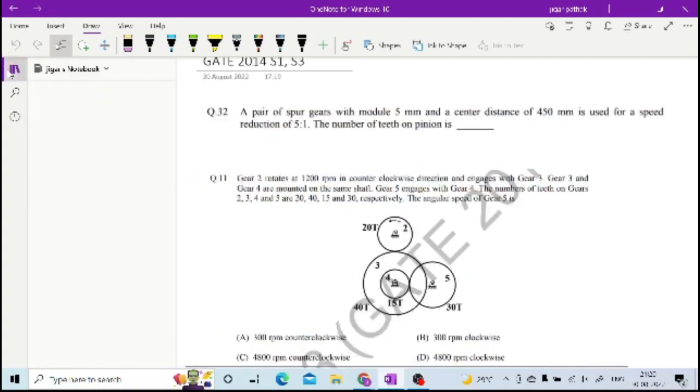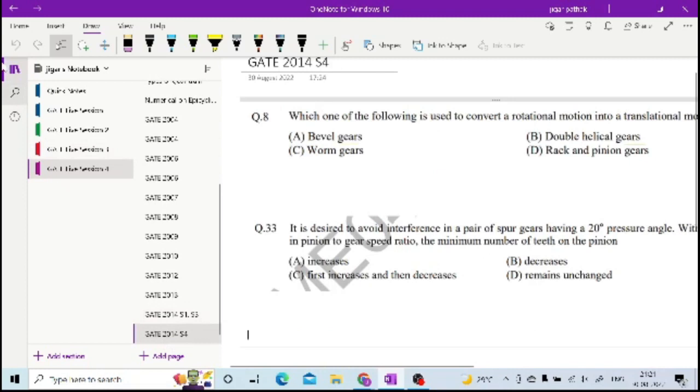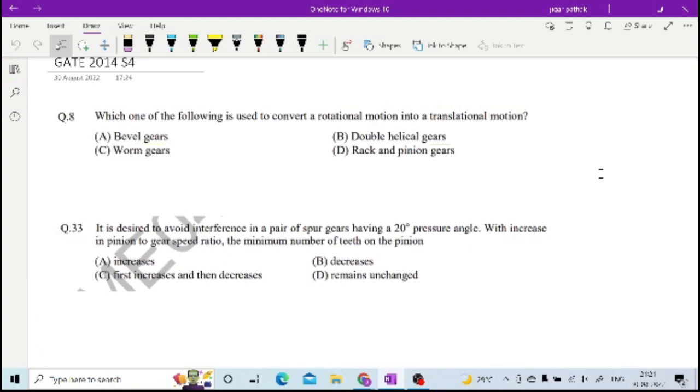Yes, sir. Okay. Sir, sending the PPT is useful, sir. Yes, I will share. This is the last slide, 2014 session 4. It is easy only. This is also, right, which will convert rotation to translation. This is rack and pinion. Rack and pinion only, right?